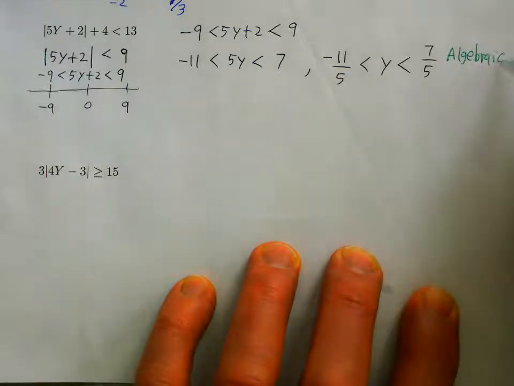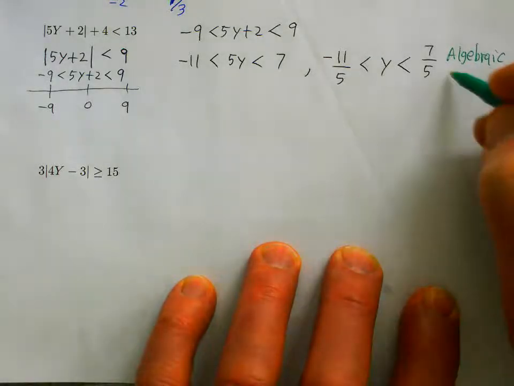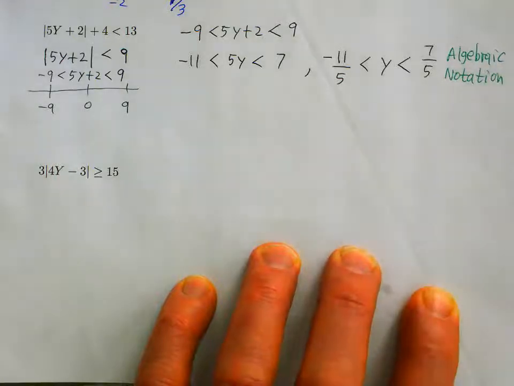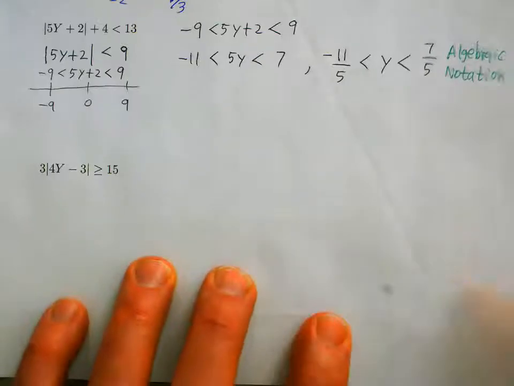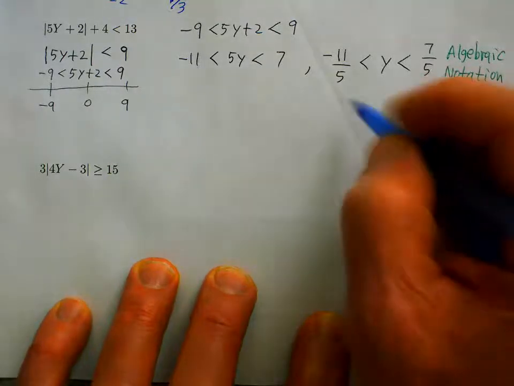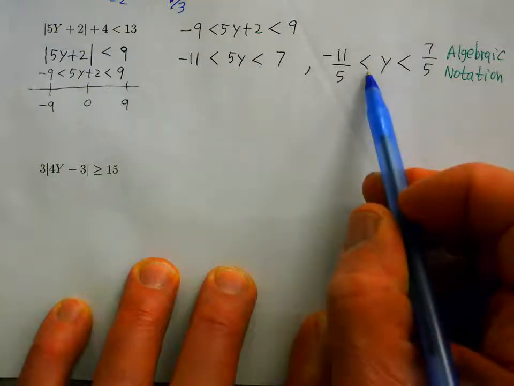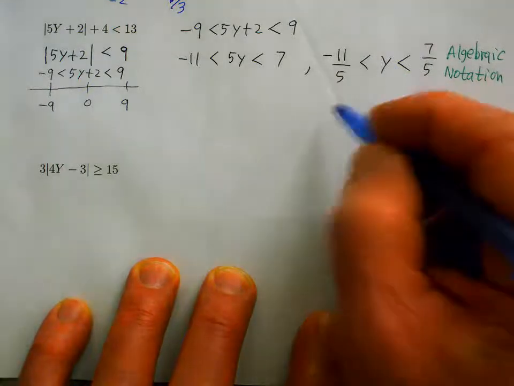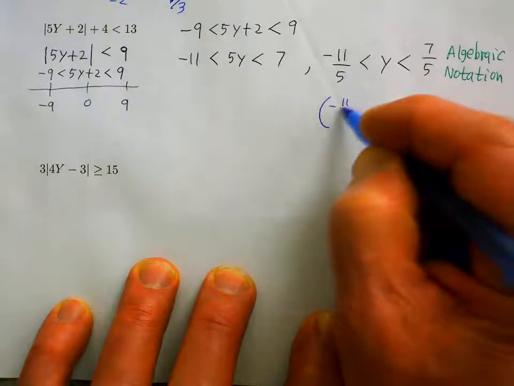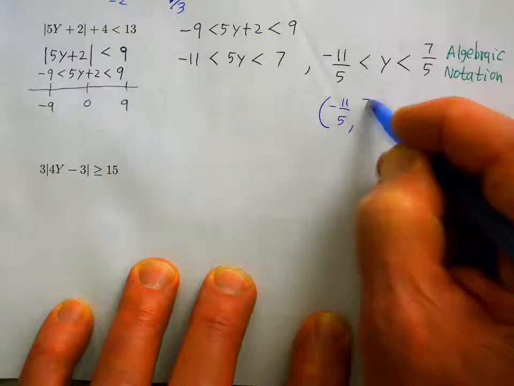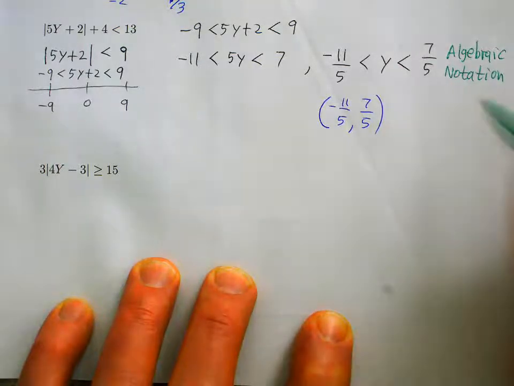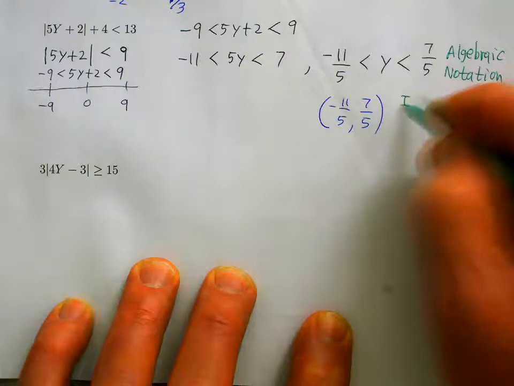It involves the variable y. And then the interval notation, well, since the inequality is strictly less in both cases, we use parentheses: -11 fifths, comma, 7 fifths. This is the interval notation for the same set.